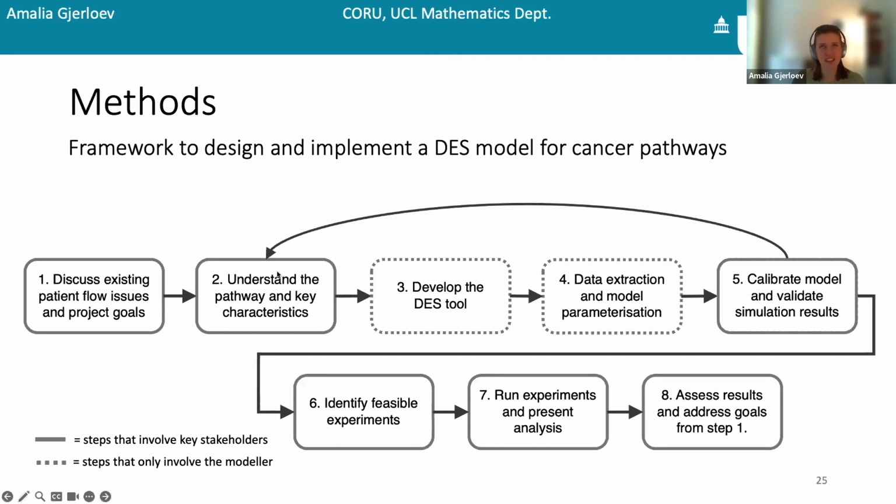But as far as implementation goes, I think step number 2 is really where you're trying to translate what their current issues are, what the current pathway looks like, into something that you can model. And that in itself is going to take quite a bit of time.